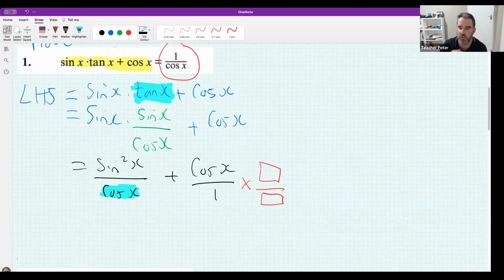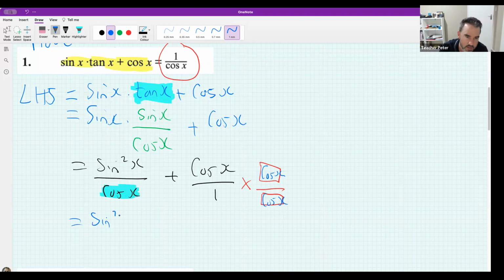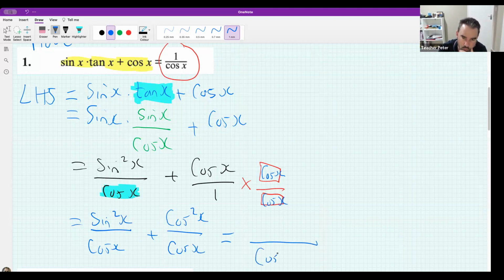What do you think goes in the red box? It has to be cos x, because that's the only way I have denominators that are the same. So I have sine squared x over cos x plus, now what's this times this? It's cos squared x over cos x. And oh my goodness, this is a glorious day, because now I can add these two things together.